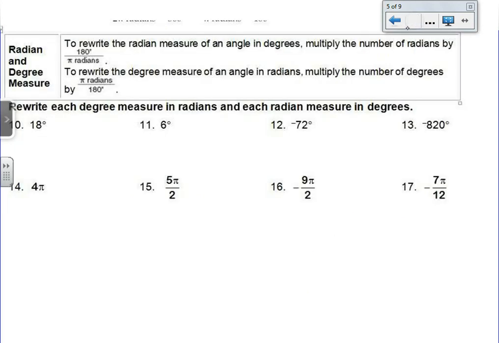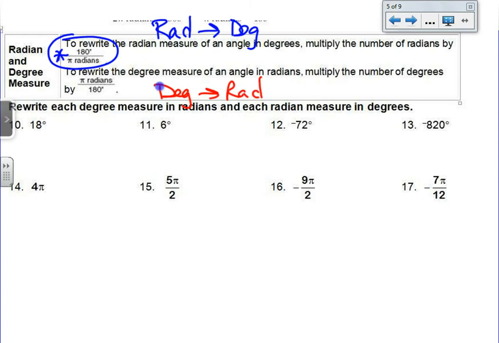It's a beautiful thing. Okay, here's a little box that tells you exactly what you need to know in order to write radian measure into degrees. So if you have radians and you want to convert to degrees, all you're going to do is multiply by 180 over pi. So what do you think you do if you go the other direction? Degrees to radians. You're going to multiply by pi over 180.